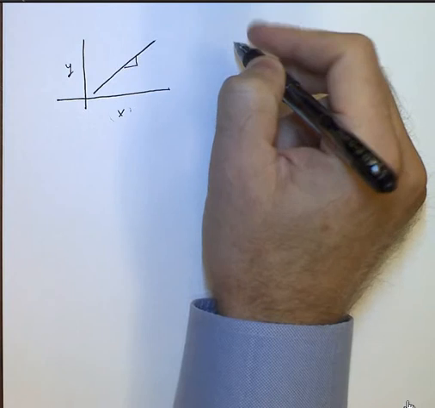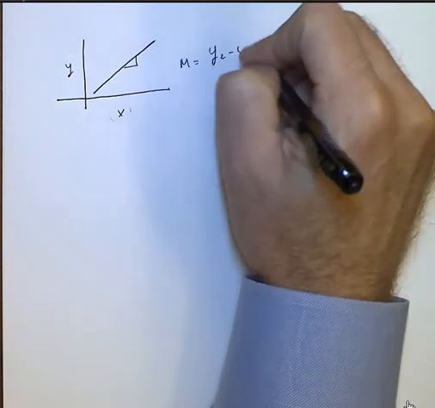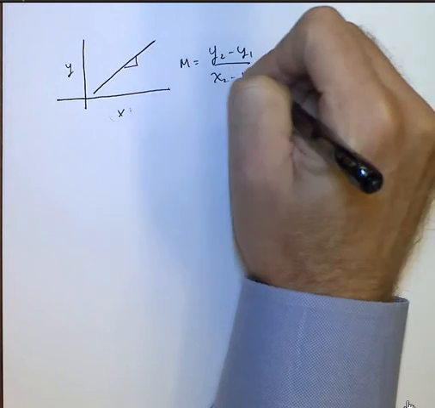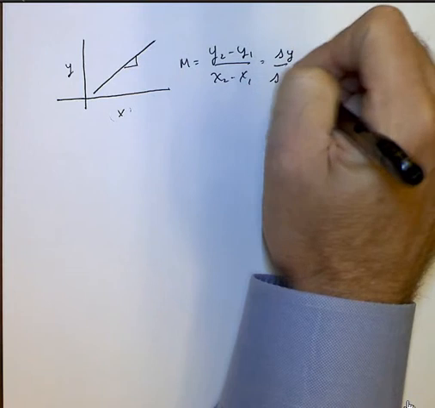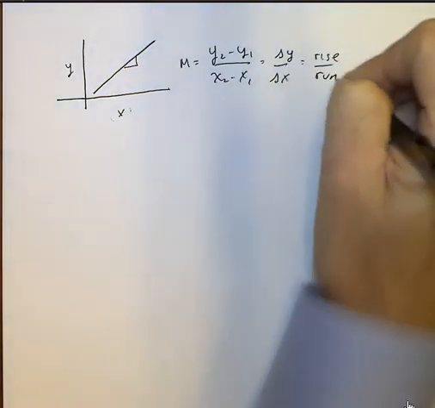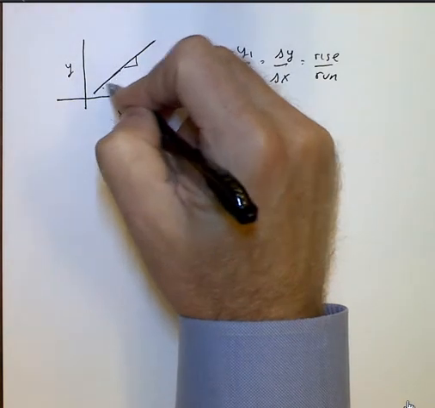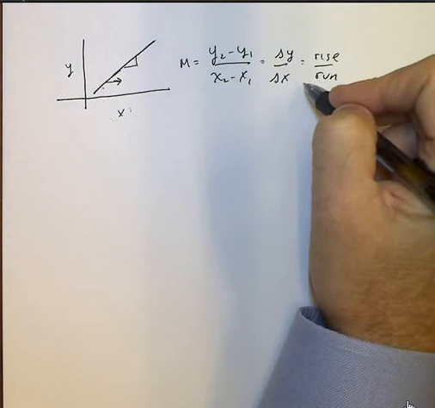The calculation most people are familiar with is that slope is y2 minus y1 over x2 minus x1. Sometimes we write that change in y over change in x. Sometimes we write that as rise over run, meaning the amount of rise in a line over its run. So what we're going to do is just make sure we understand the basic formula right now.